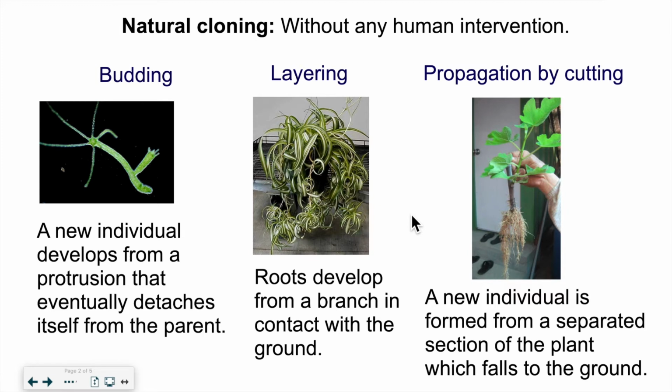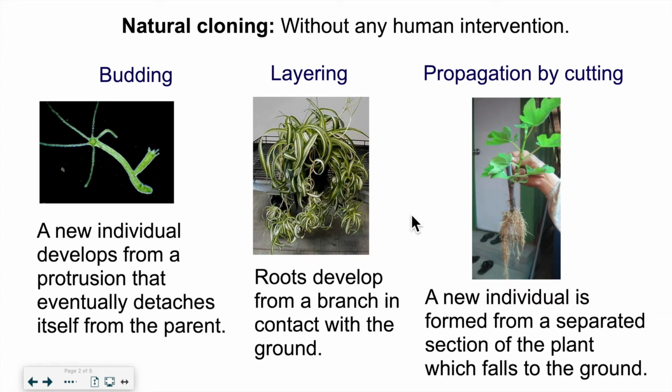Anything that runs on the ground or slightly underground would give you an example of layering. Strawberries would be one of these. Raspberries, mint, are examples, or any runner that you might have in your flower bed, for example. Those are good examples of layering.